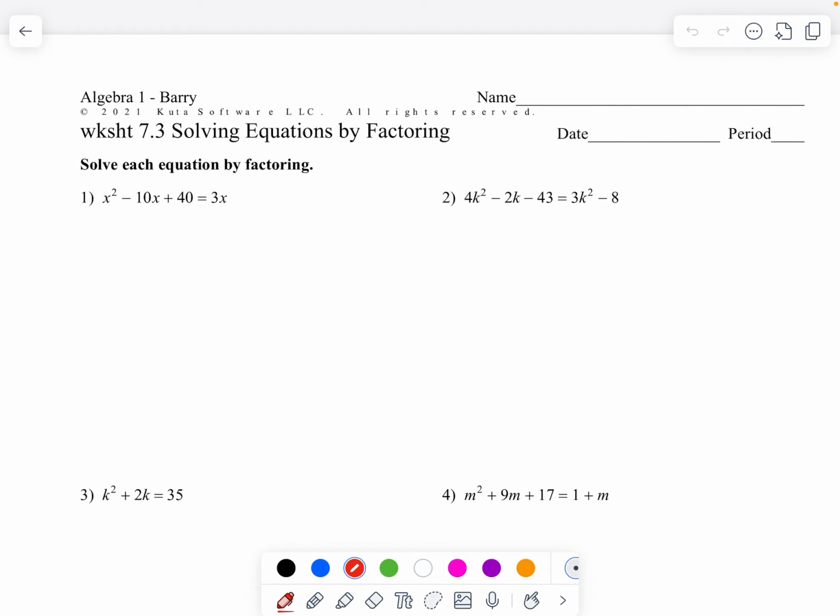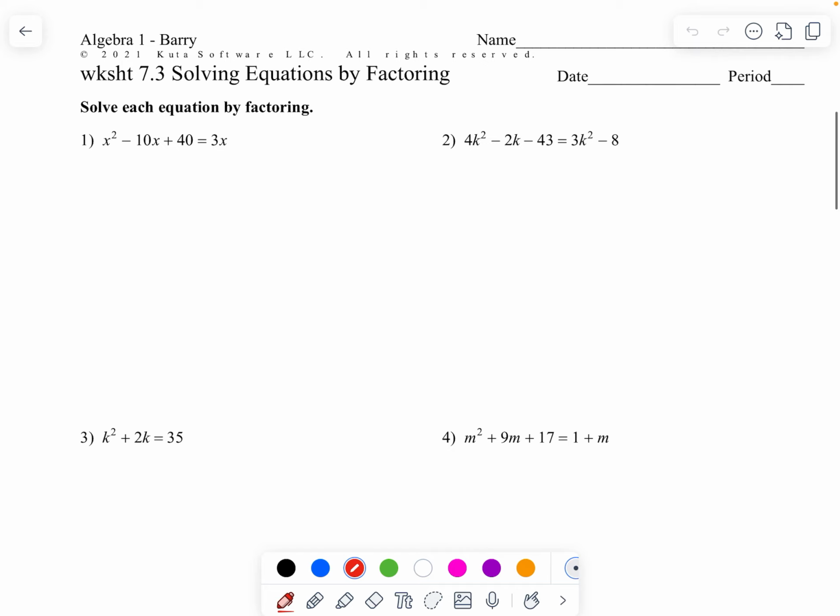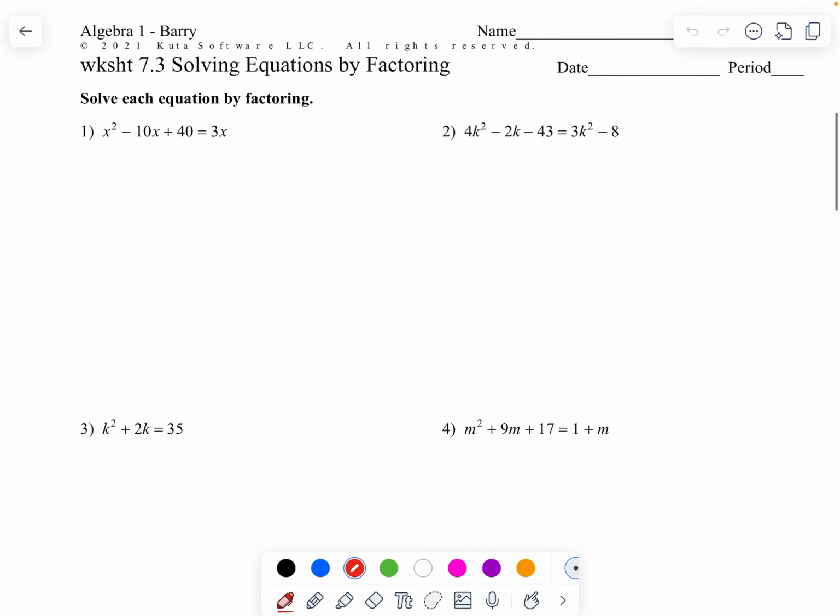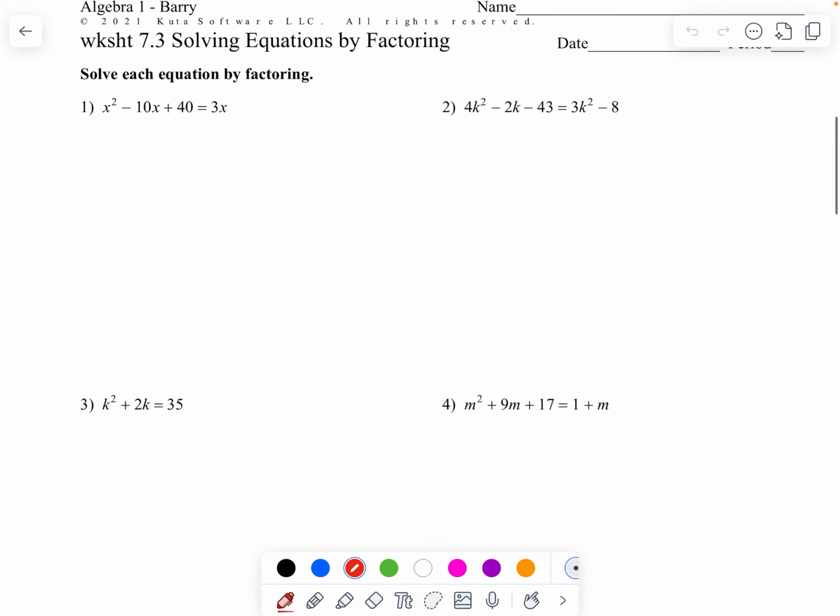So when you look at number 1, you should notice that the equation is not set equal to 0. And unlike section 7.2, where the other side of the equal sign had a constant, this time we have a 3x on the other side of the equal sign. So we still need that one side to be 0. So if you think again of an equation having 2 sides, we need to make the right-hand side 0. So if we subtract 3x from the right-hand side, we will have an equation that is equal to 0.